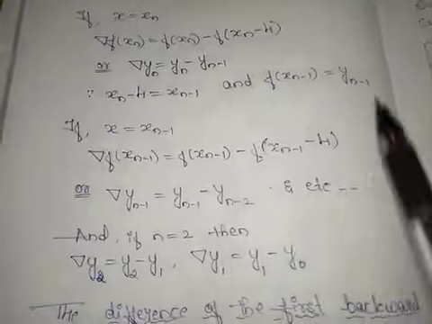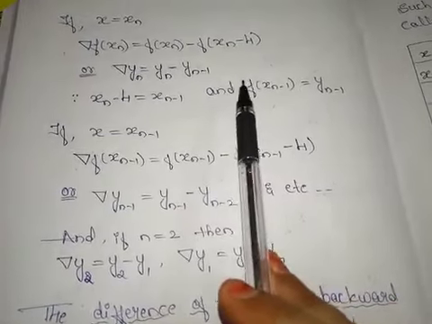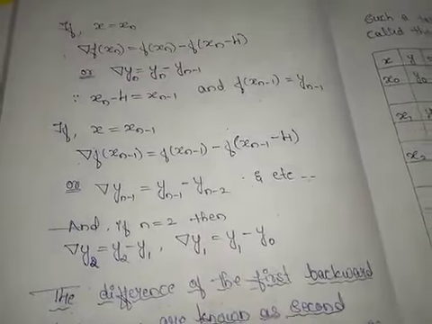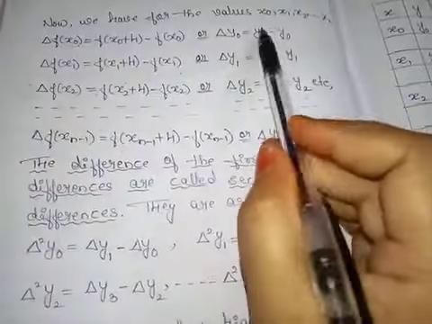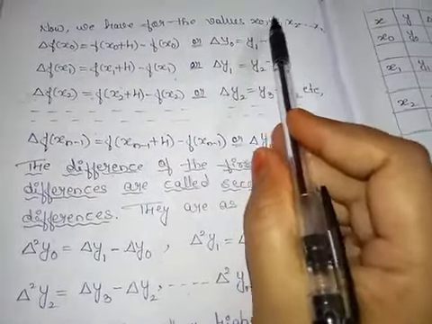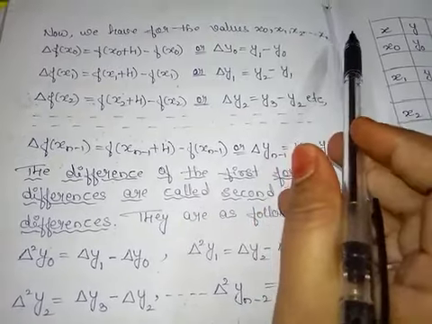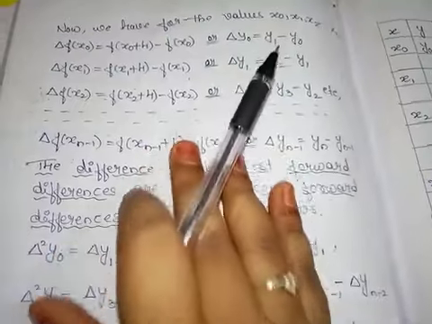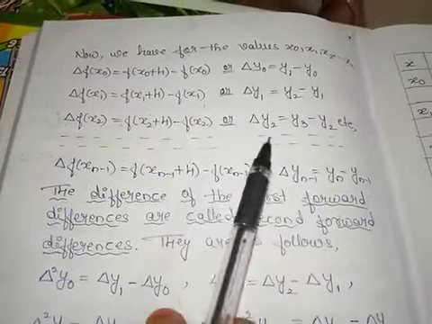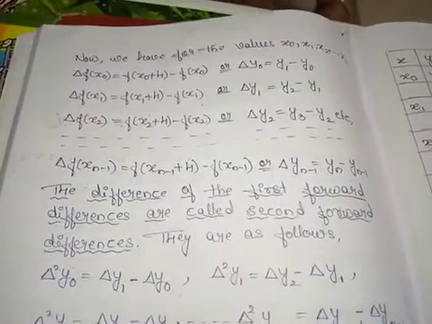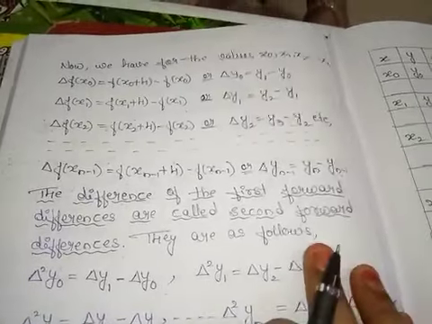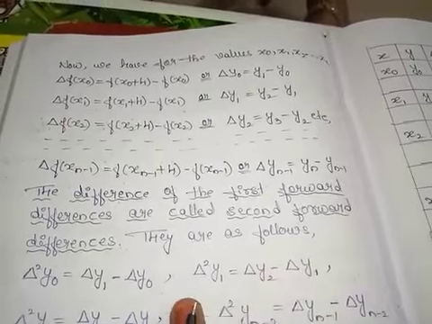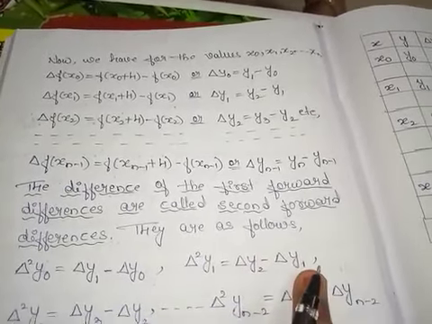Next, here also we consider a set of values of x. In solving the forward difference, we are taking x values as x0, x1, x2 and so on to xn. This is for forward difference. We have to take the values from smaller to bigger. This is forward difference. We have to take smaller values to bigger values.